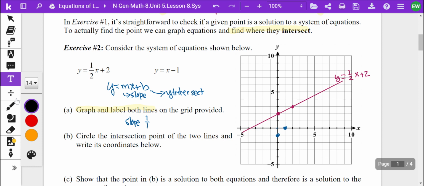Right, these guys are going to intersect at some point. I can already tell. The question is where.